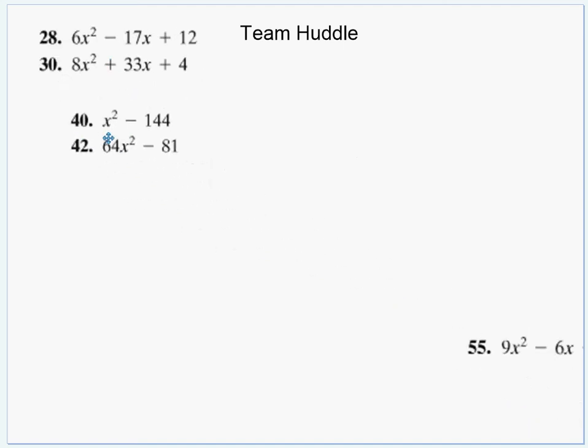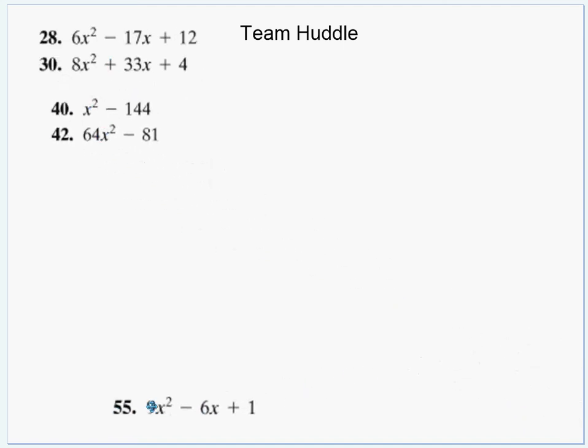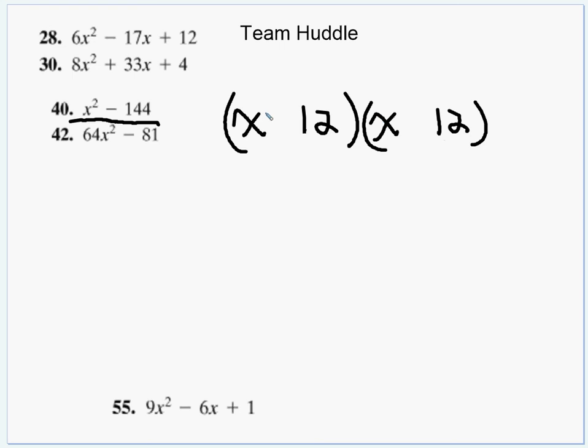Let's do these in order. There's 40, 42. We'll save that one for last. These are nice. Again, one of my favorites. Difference of squares. It's a squared term minus another squared term. So my terms are x and whatever the square root of 144 is, 12. So one of those will be a plus 12 and one will be a minus 12. We'll FOIL it out. The middle terms cancel.